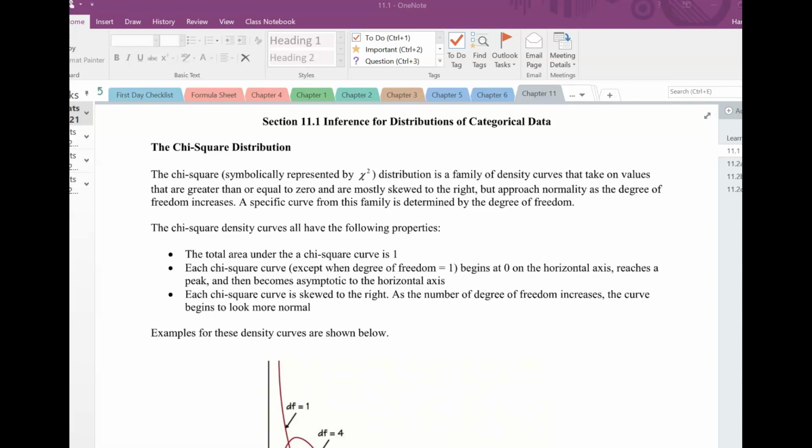Let's look at what a chi-square distribution actually looks like. It says the chi-square distribution is a family of density curves that takes on values greater than or equal to 0 and are mostly skewed to the right, but approach normality as the degrees of freedom increase. So this is like the t-distribution, in that the shape of the distribution varies according to its degrees of freedom. The characteristics: the total area under the curve is 1. Each chi-square curve begins at 0, reaches a peak, and then becomes asymptotic to the horizontal axis. Each chi-square curve is skewed to the right.